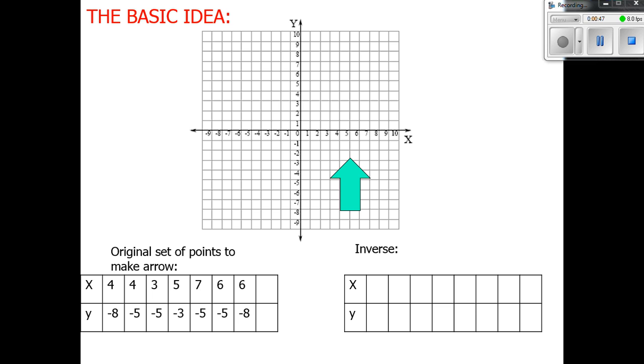I'm just going to go through this arrow with you and what happens when we make the arrow of an inverse. All right, so we are given an original set of points to make the arrow, as you can see in this table right here. And to find the inverse, we do exactly what the definition said, exchange the x's and the y's. So for every ordered pair, we exchange the x's and the y's.